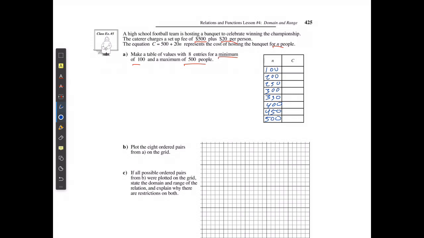When I replace the n value in this equation with 100, 500 plus 20 times 100 is going to give me 2,500. If I do 200, it's going to be 4,500, or 5,500, 6,500, 7,500, 8,500, 9,500, and with the maximum 500 people, 10,500.